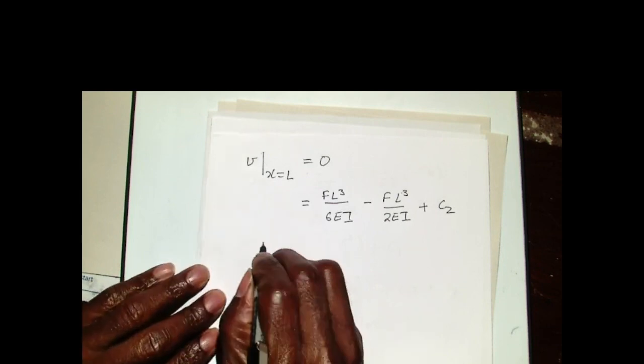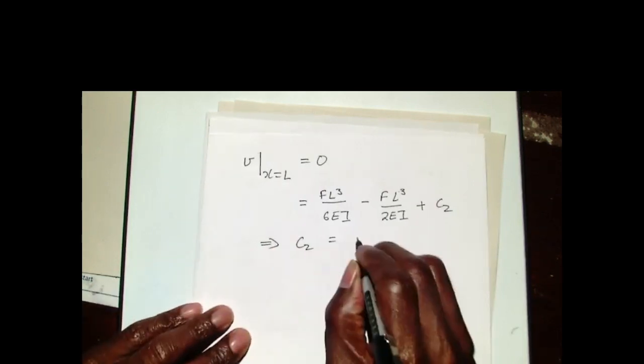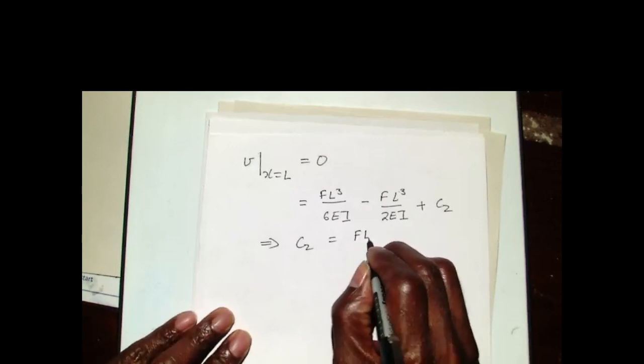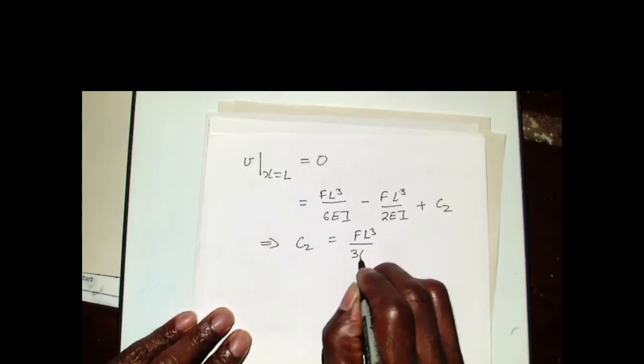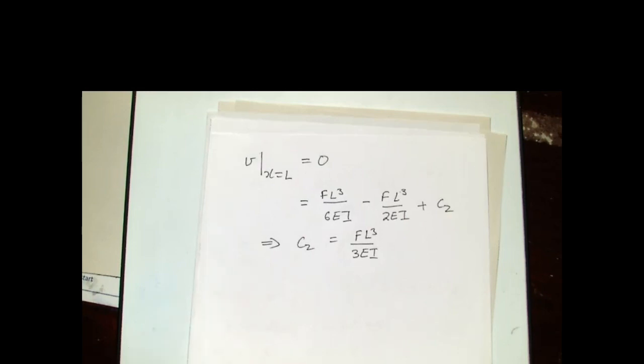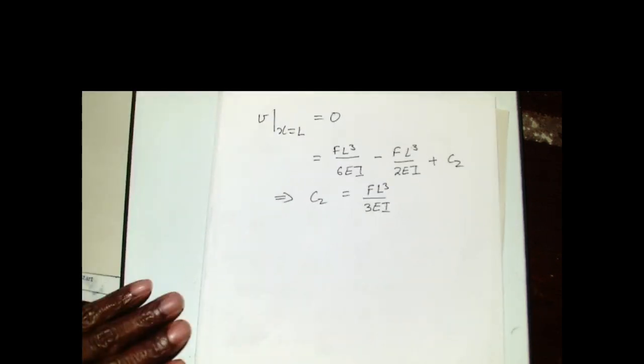So we substituted x equals L, and we substituted the value of C1, which we now know. We can now find C2. You can work that out. So C2 will be F L cubed all over 3 EI. So I know C1, I know C2. I can put that back into my equation now. I can now determine the magnitude of the deflection and of the rotation at any point along the length of the beam. So we put that back.